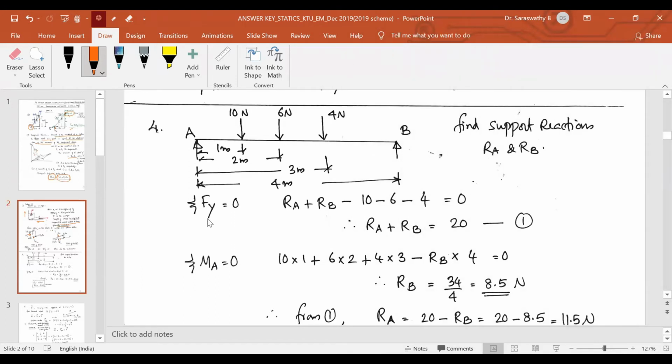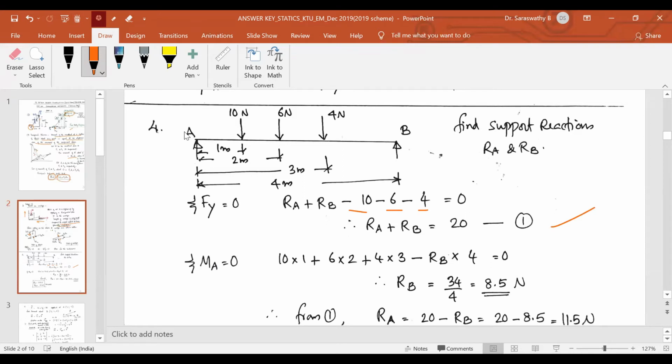So let us apply sigma Fy is equal to 0. Ra and Rb acting upwards. So Ra plus Rb, 10 acting downwards. So minus 10, minus 6, minus 4 is equal to 0. So Ra plus Rb is equal to 20, first equation.